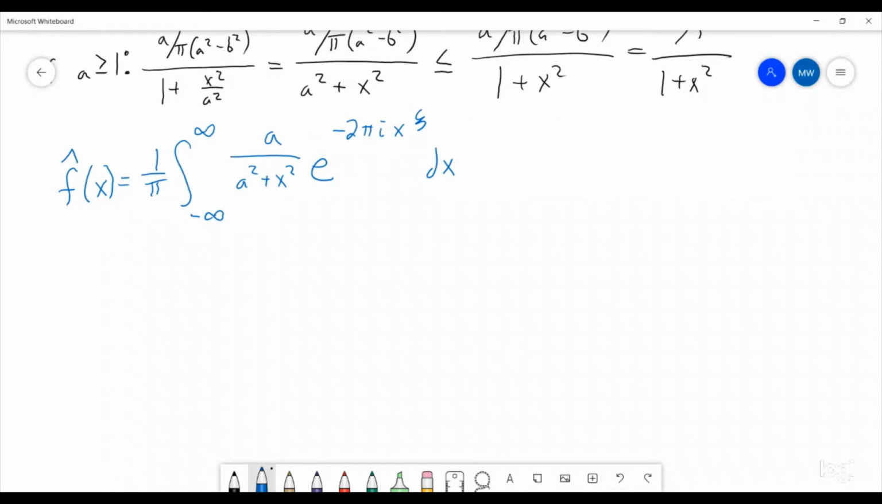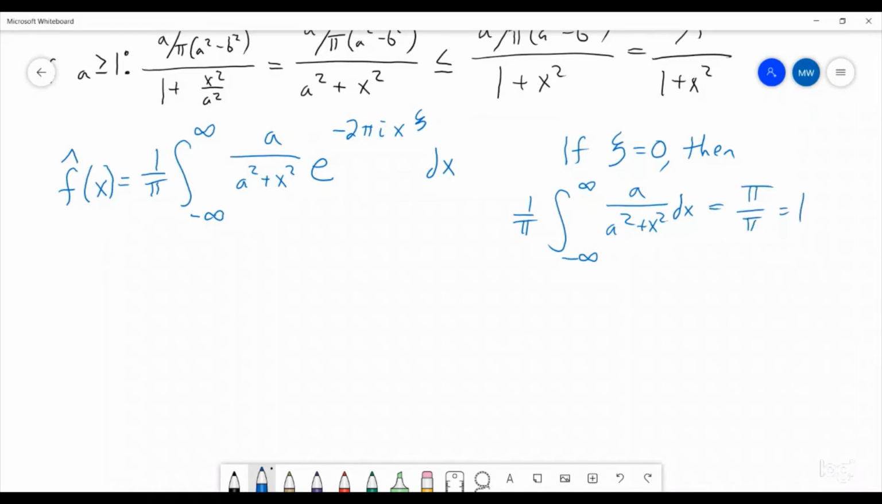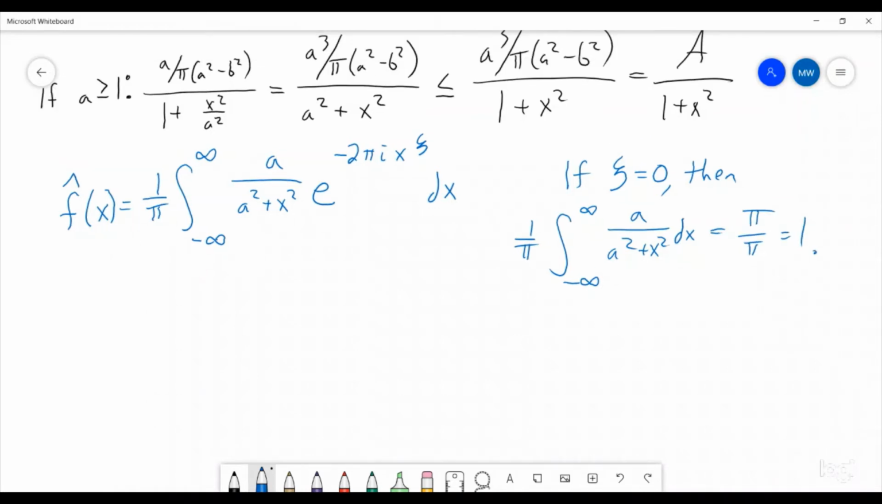So let's deal with c equal to 0. If c is equal to 0, then this is just the integral from negative infinity to infinity of 1 over pi, a over a squared plus x squared dx, which is just going to be equal to pi over pi, which is 1. If you're not sure where that's coming from, it comes from making a simple u substitution, u equals ax, and then all of this falls out exactly, and you get an arctangent, and that's where all of that's coming from.